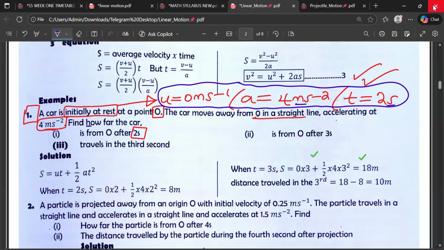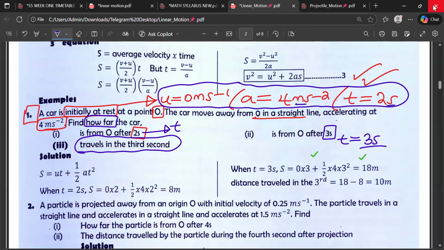So they are asking how far. Here they are saying how far it is after 3 seconds. So here we shall just use our T as 3 seconds. Then they are asking how far. This one I'm going to explain at the end. So when they say after 2 seconds, that is the time taken to cover the distance. It is our T. Then when they say after 3 seconds, it is the distance you've covered within 3 seconds. So the time is 3.